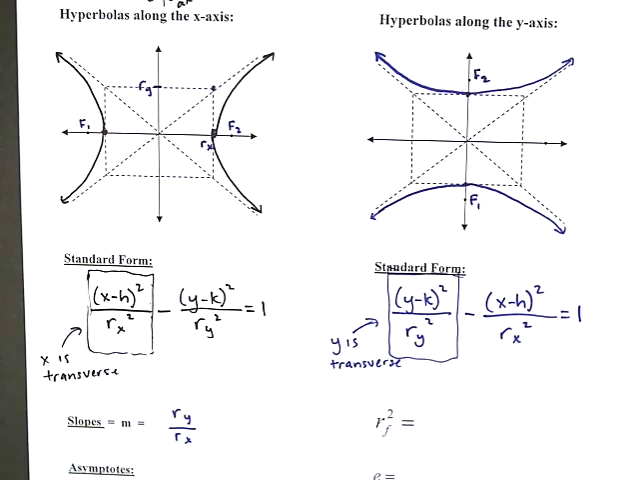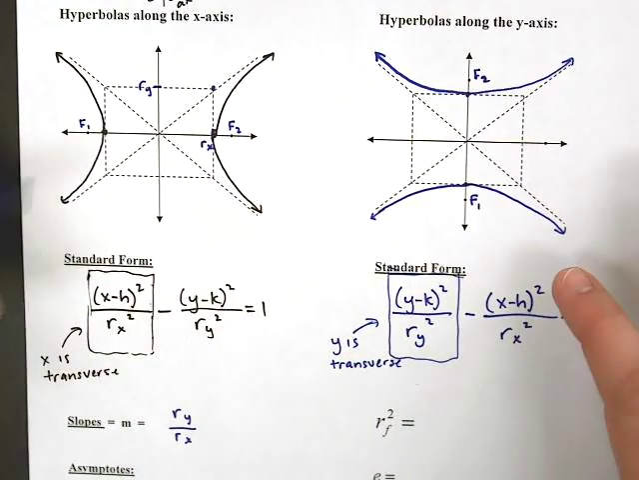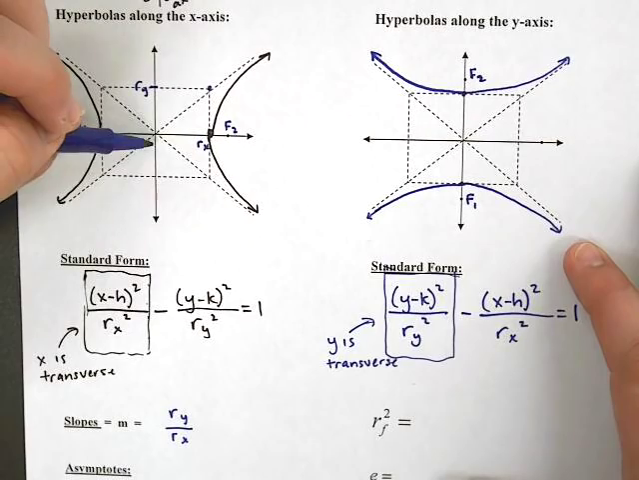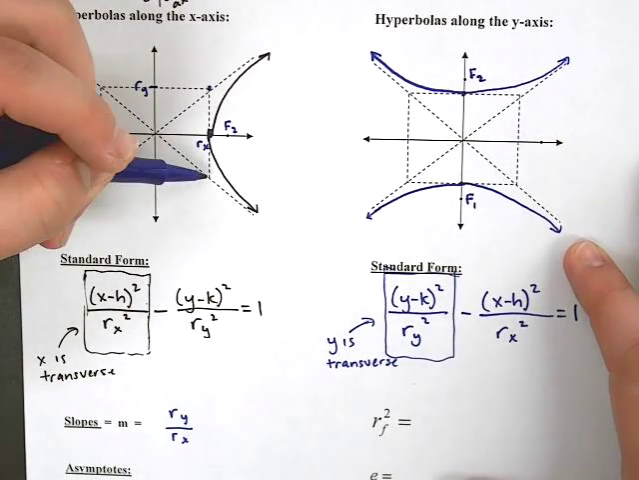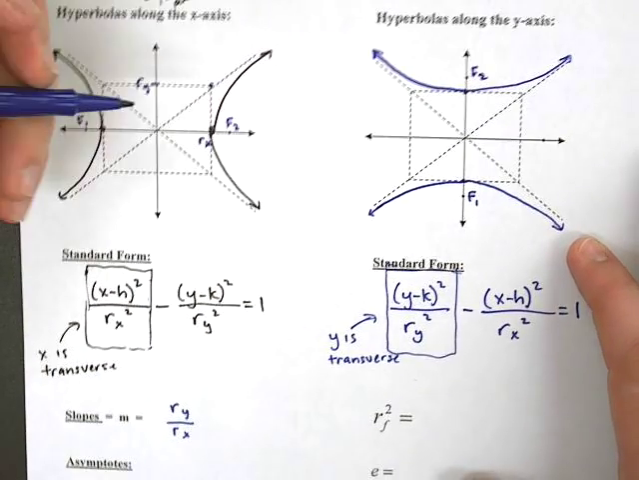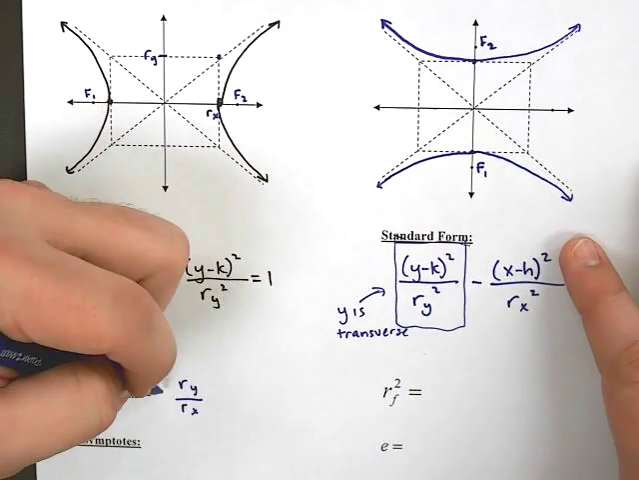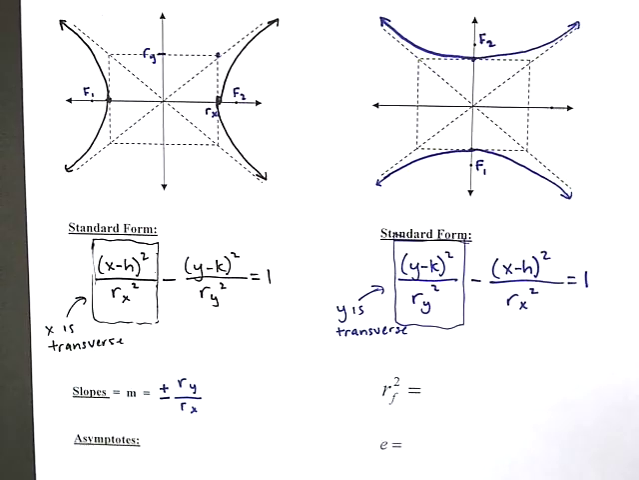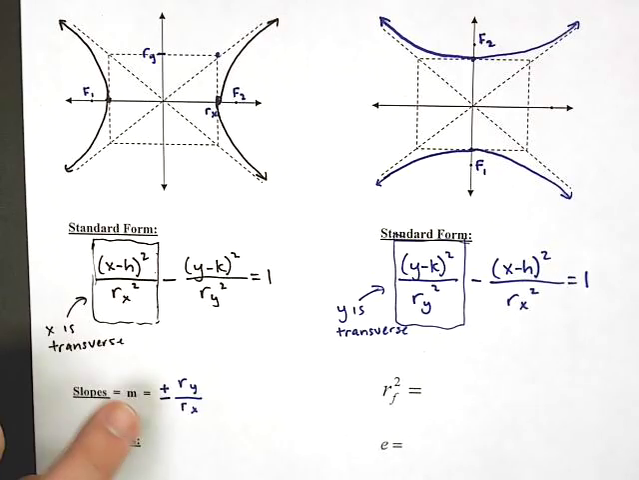Now we need to be really careful, because there's two asymptotes. What would happen if I went down r sub y and over r sub x? Well, then I would have a negative slope. So the big idea here is that slope will always just be plus or minus, and then your r sub y over your r sub x.